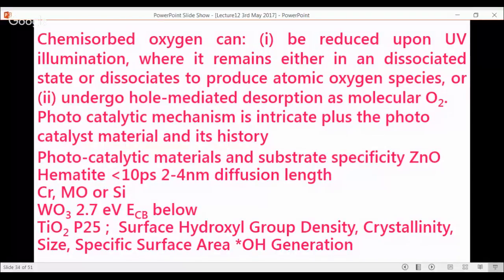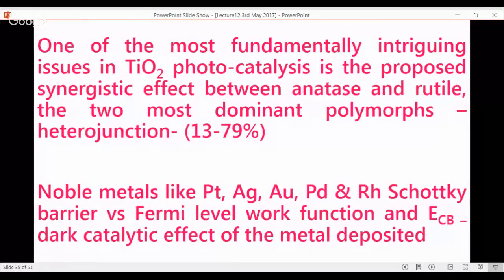Chemisorbed oxygen can be reduced upon UV illumination, where it remains either in the dissociated state or dissociates to produce atomic species, or undergoes hole-mediated desorption as a molecular oxygen radical. The photocatalytic mechanism is intricate, plus there is the photocatalyst material and its history. Okay, we will see later on. For photocatalytic materials and substrate specificity, 10 picoseconds, and the diffusion length must be of the order of 2 to 4 nanometers. Okay, we will not worry about all other things, we have already talked about them.